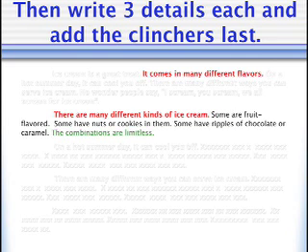Finally, we write the clincher. As you know from previous lessons, the clincher summarizes the paragraph, usually by restating the topic sentence. In this case, restating the idea that there are many different flavors of ice cream.